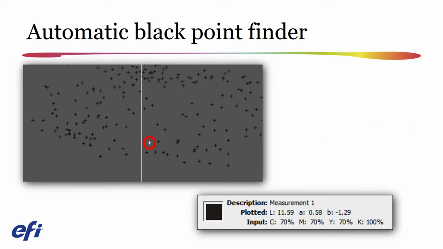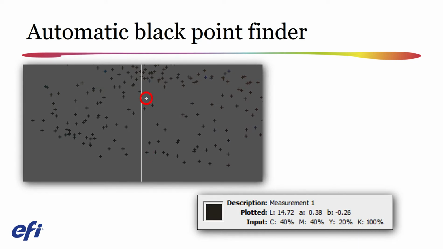Let's examine some of the other data points. This data point is much more neutral but is also lighter. If I had the search radius set to a value of 2, the system might select this point as a guide when defining the black point in the media profile. Well, what about this point? It is a little darker, but look at the B star value. This patch was definitely more on the bluish side.